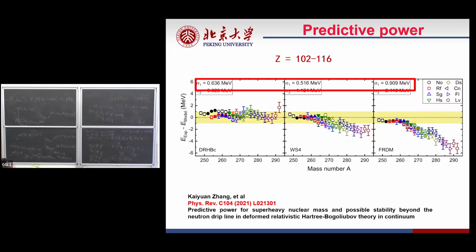We can also, for example, recently we also found another check with a unique combination of atomic data. And then for this superheavy mass region, you see this description is quite satisfactory for mass number from 200-something to 300. And if you see WS4 and FRDM, you see their predictability is lost, but for us it still remains.